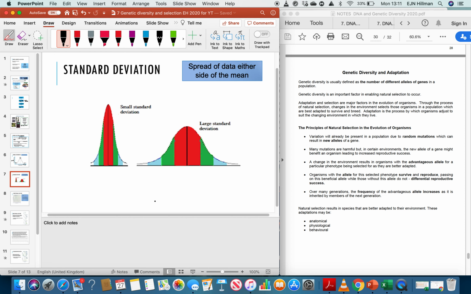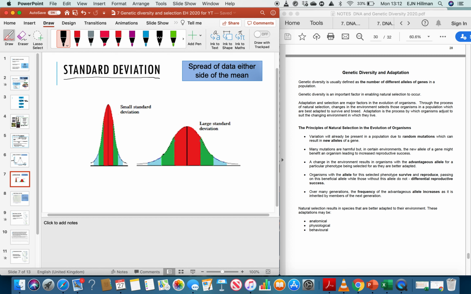So another feature that's important to understand is this idea of standard deviation. Now standard deviation comes up a lot in biology. It's one of the mathematical tools that we use when we're comparing populations. Standard deviation isn't a statistical test, but in some biology questions it plays the role of a statistical test. It's a way of comparing perhaps two populations. Now, the standard deviation is the spread of data on either side of the mean.